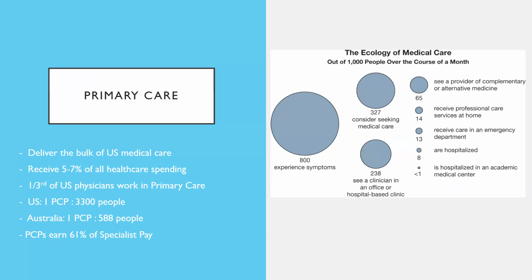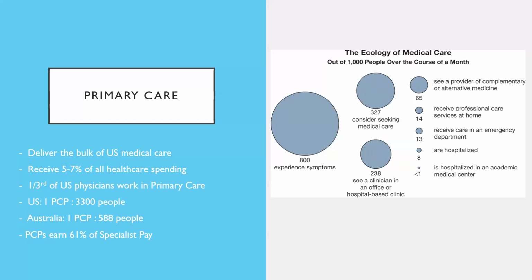And then I'm going into primary care, so I've got to talk about primary care. If you look at this chart on the right, out of 1,000 people in the US every month, 800 will experience symptoms, 238 of which will be seen in a clinic. 8 will be hospitalized, and less than 1 in an academic medical center. So primary care really carries a large brunt of the population of our healthcare system, and receives about 5 to 7% of healthcare spending.